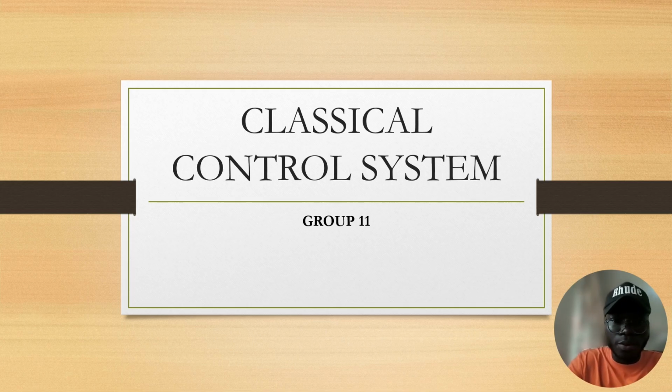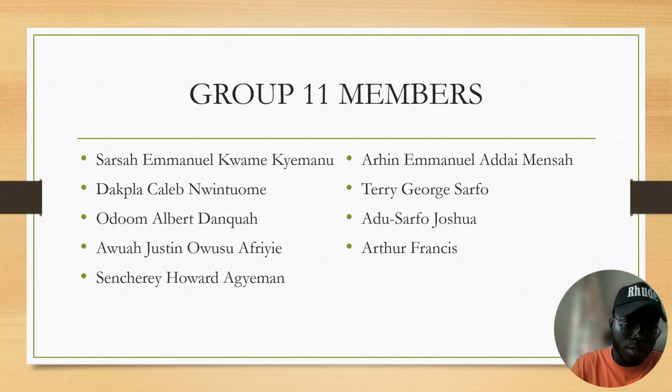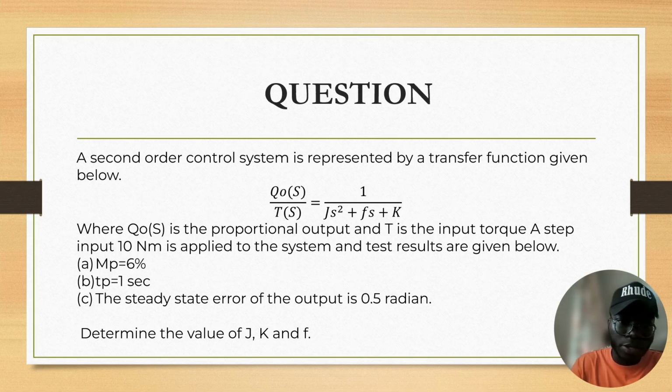So today, the problem we have here describes a second order control system. The system is represented by the transfer function, which is Q naught of S over T of S equals 1 over JS squared plus FS plus K.